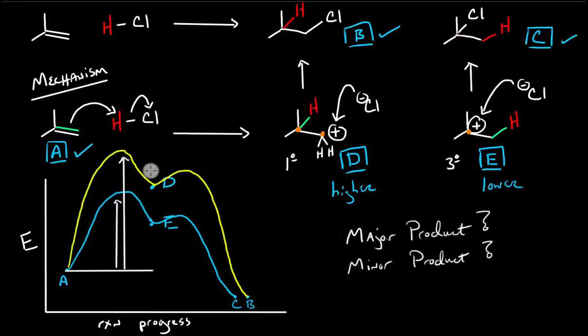we're going to form more of E versus D. Because we need less energy to get to E, it's going to be easier to get to this position. And because it's easier to get to this position, it's going to be easier to get to product C versus product B. So at the end of the day, the major product is going to be C. This is our major product right here, and B is going to be our minor product.